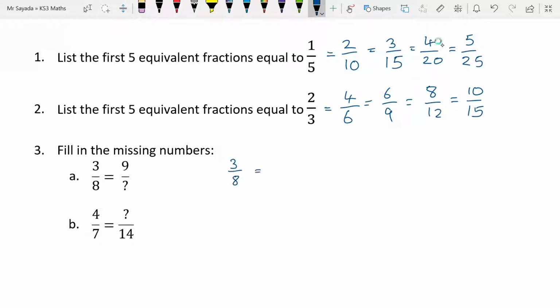Now, to find the missing numbers, we need to say what the numerator or denominator has been multiplied by, and do the same to the other one. So here, the numerator has been multiplied by 3. So we need to multiply the denominator by 3 as well. 8 times 3 is 24.